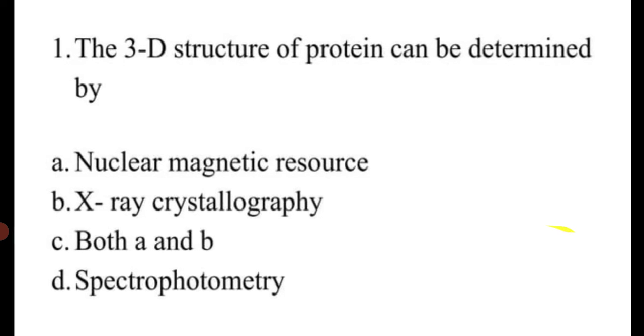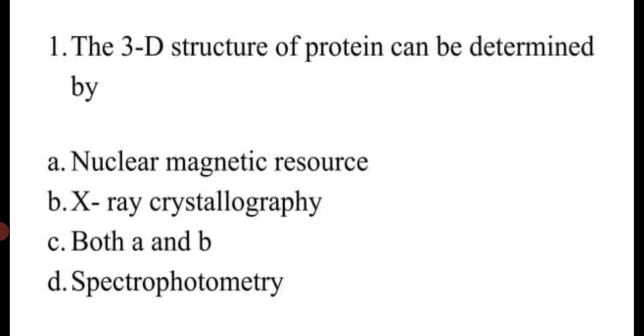The 3D structure of a protein can be determined by NMR as well as X-ray crystallography. So the answer for this question is option C, that is both A and B. We can make use of NMR and X-ray crystallography for determination of the 3D structure of a protein. The 3D structure of a protein is determined by techniques such as X-ray crystallography and nuclear magnetic resonance.